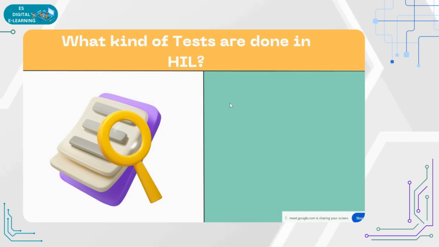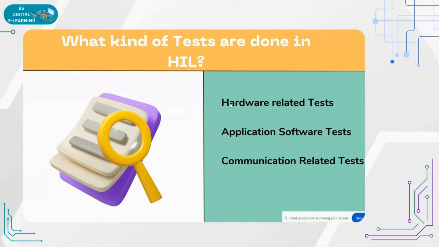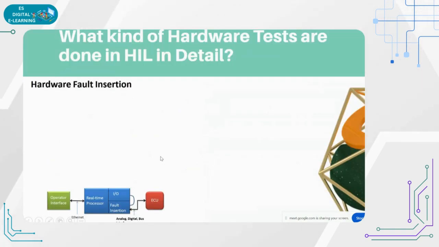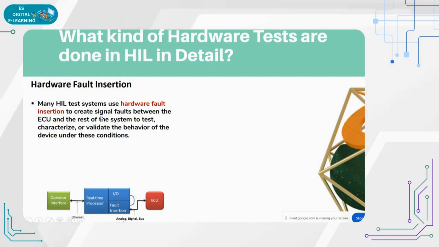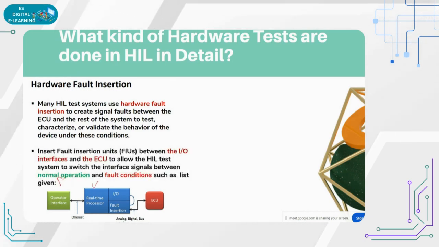What kind of tests are we doing on the HIL? We are doing hardware-related testing, application-related software testing, and communication reliability testing. These are the three important points you should be familiar with. And fault injection: what kind of hardware testing is done in the HIL in detail. So hardware fault injection. This is our interface PC, here we have the HIL, and we have an HIO. So the fault injections will be there.